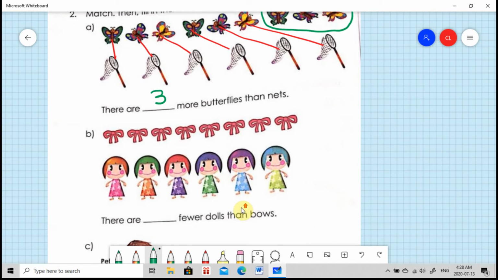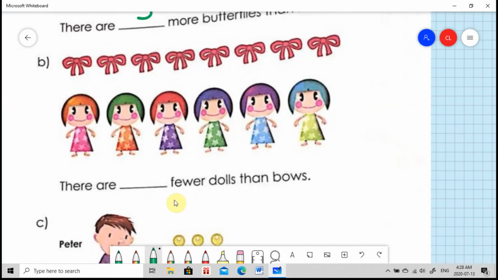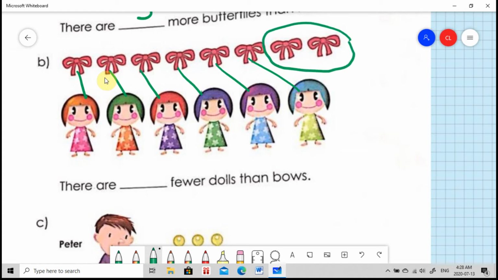Right, so this one, let's do the matching again. Let's match. So we have 1, 2, 3, 4, 5, 6, right? Then we have 2 extra here. So there are 2 extra that are not matched. There are 2 fewer dolls. We have 2 fewer dolls than bows, right?